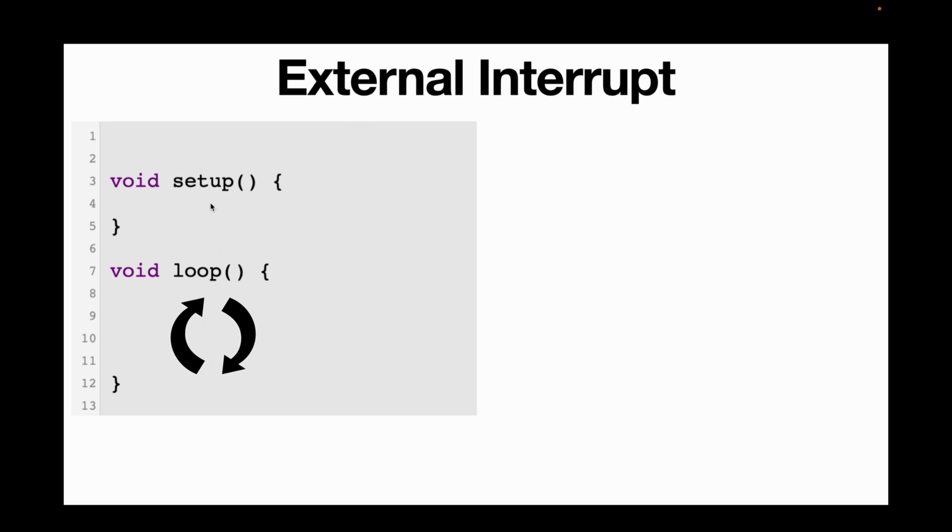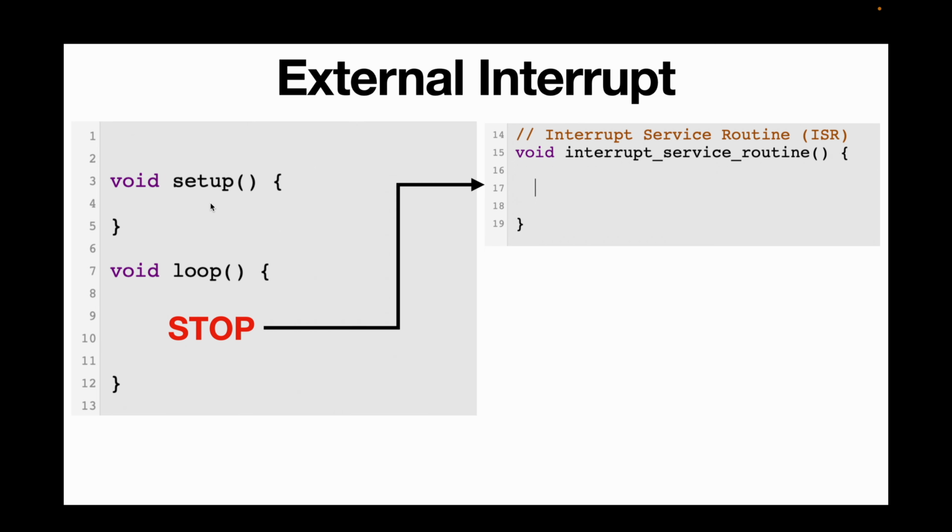An external interrupt is a feature that enables an external event to interrupt the normal execution of an Arduino's program. Once the external signal is triggered, the execution of the void loop function is interrupted and an interrupt service routine, known as ISR, is executed instead. After the interrupt routine is executed, the execution of the void loop restarts from where it stopped.